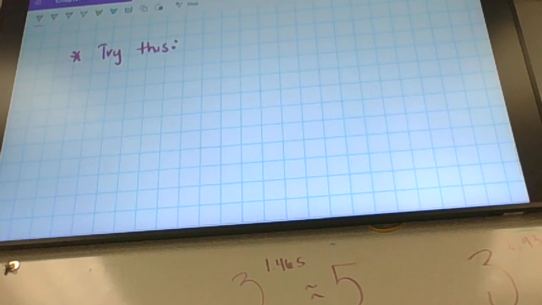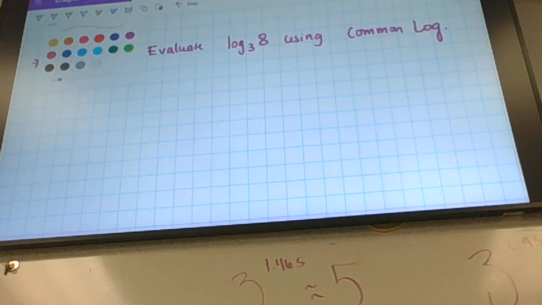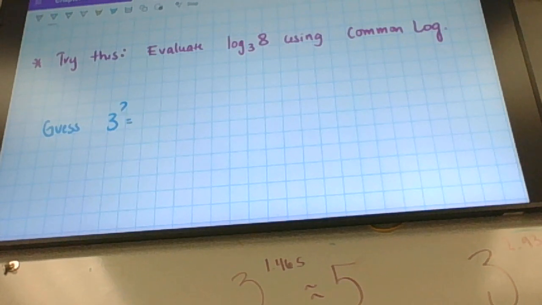Evaluate log base 3 of 8 using log. Try this. Does anybody want to take a guess at what the answer is? 3 to what power is 8? Anybody want to guess? 1.8, maybe, because 3 squared is 9. So something just under 2.